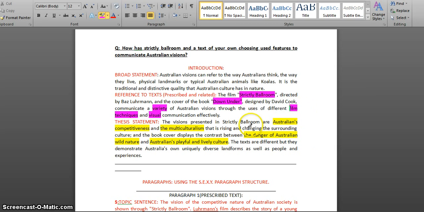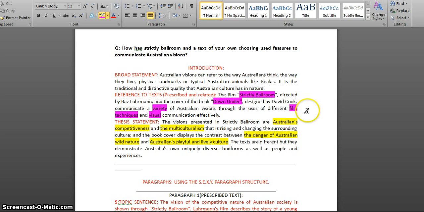Okay, now the thesis statement, which is the statement that is his own line of argument that he's going to follow, says the visions presented in Strictly Ballroom are Australians' competitiveness and the multiculturalism that is rising and changing the surrounding culture, and the book cover displays the contrast between the danger of Australian wild nature and Australian playful and lively culture. The texts are different, but they demonstrate Australians' own uniquely diverse landforms as well as people and experiences.